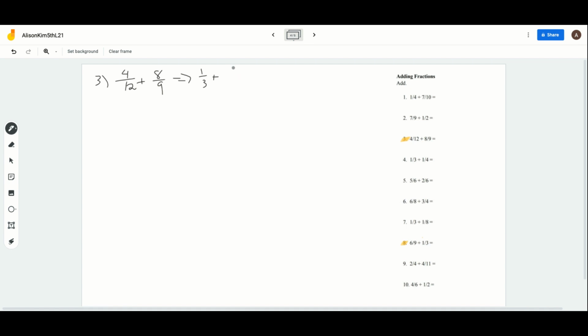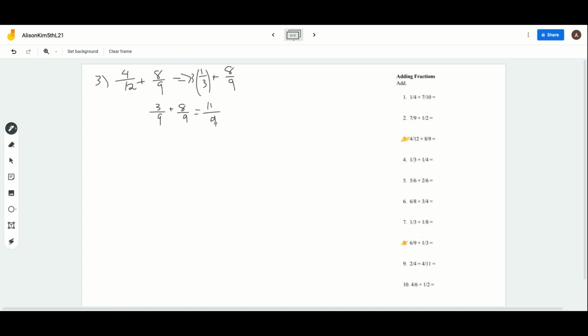And we already know that 8 over 9 can't be simplified any further, so we're going to keep it that way. Once we have it all simplified, now we're going to do LCD, least common denominator. And we know that the least common denominator is 9. So all we have to do is change the 1/3 to something over 9. And in order to do that, we'd have to multiply 1/3 by 3. And when we multiply 1/3 by 3, we get 3 over 9 plus 8 over 9. And we would get 11 over 9.